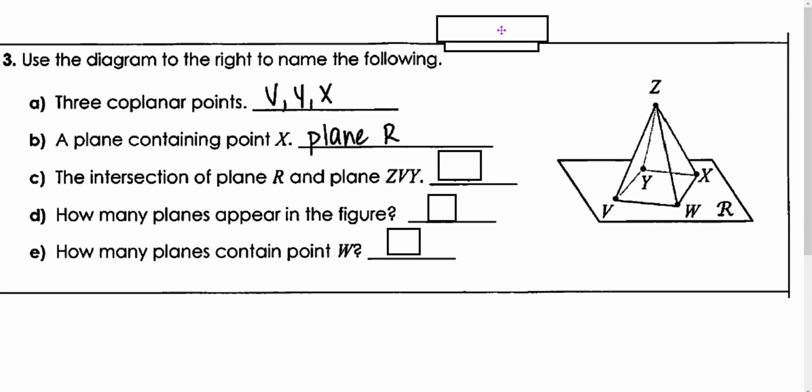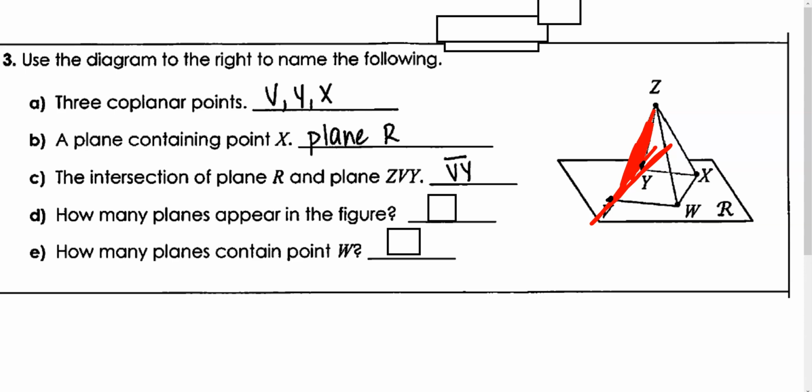The intersection of plane R and plane ZVY. So ZVY, let's look at it here. ZVY is this plane that's kind of straight up. And notice where it meets. It meets right here at line VY. So, I'm sorry, segment VY, because those have 2 endpoints that I colored over. See how it has 2 endpoints, V and Y, so segment VY.